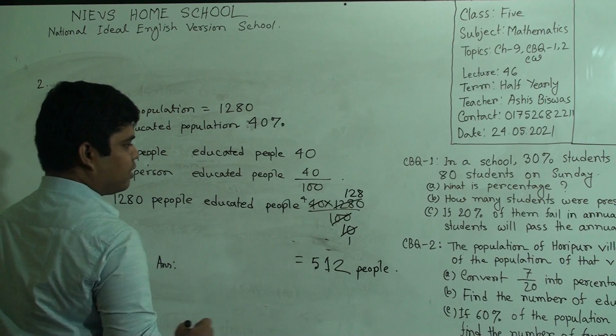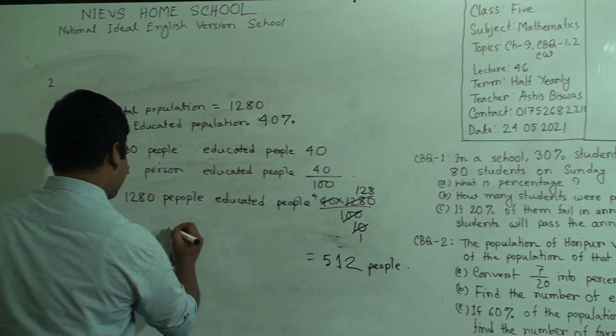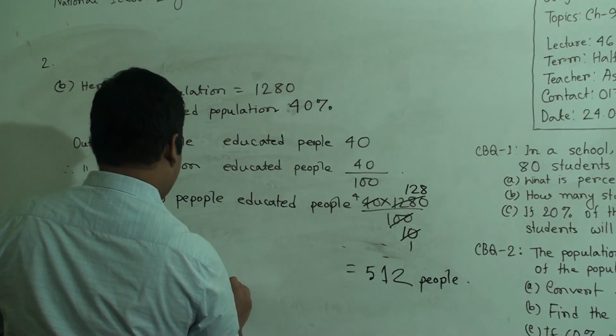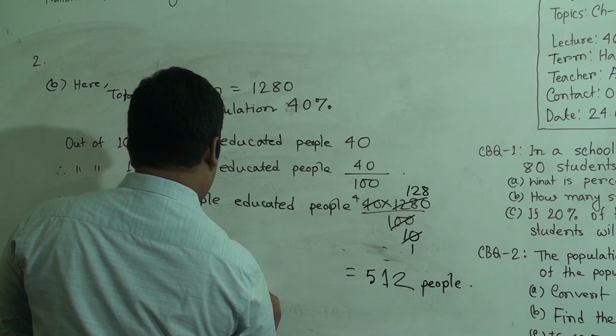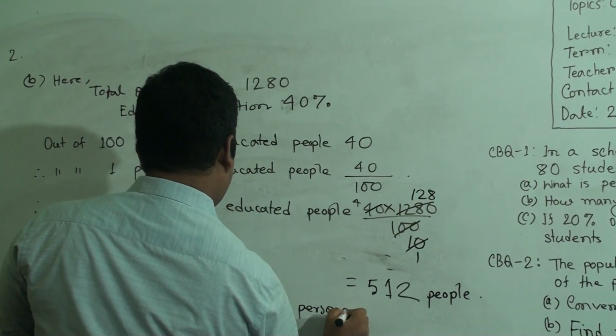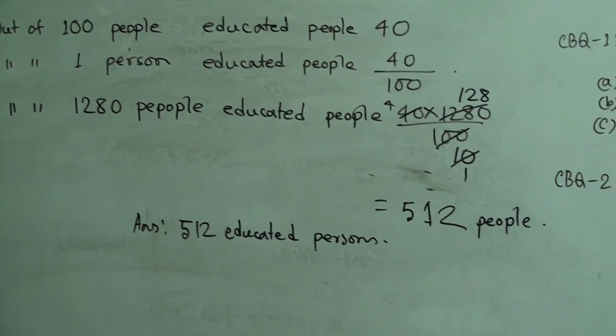Answer. Find the number of educated persons. So the answer is 512 educated persons. Okay, I hope you have understood.